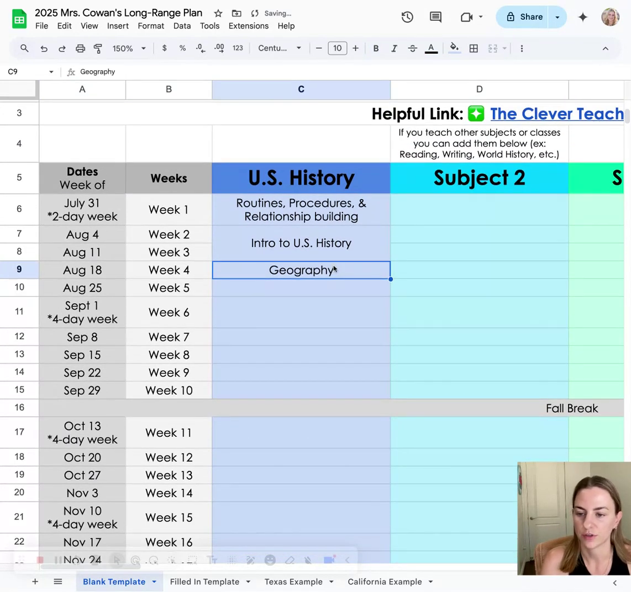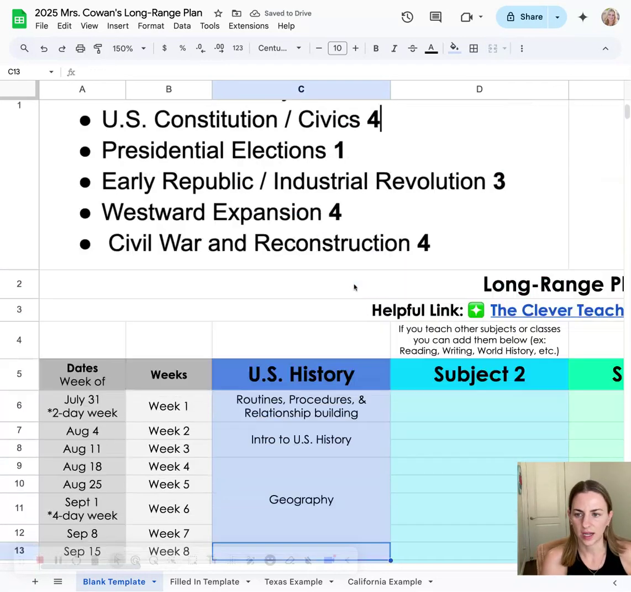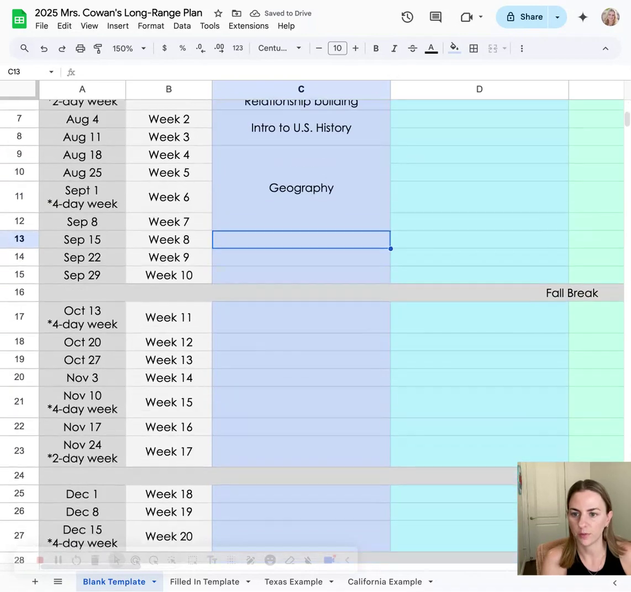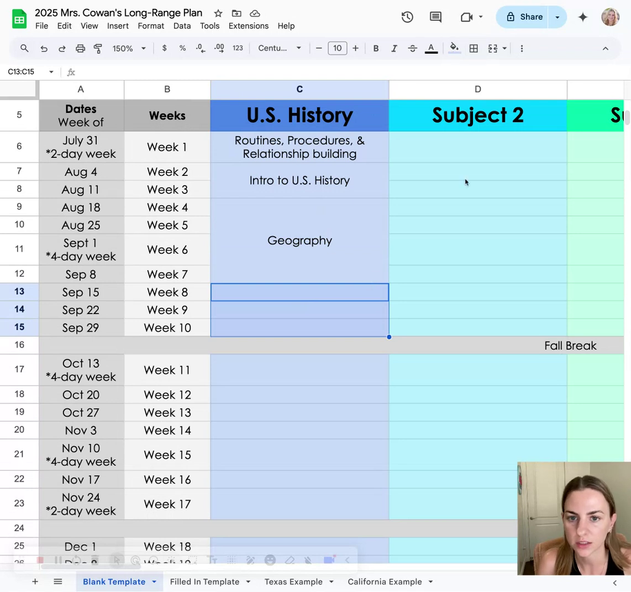It's going to start right after the Intro to US History unit, and then I'm going to select 4 cells and merge them like that. Okay, next I had economics for 3 weeks. Oh, and I love it because I have 3 weeks before fall break, so that's perfect. We'll be able to wrap that up before fall break starts. So I'm first going to merge and then write economics.